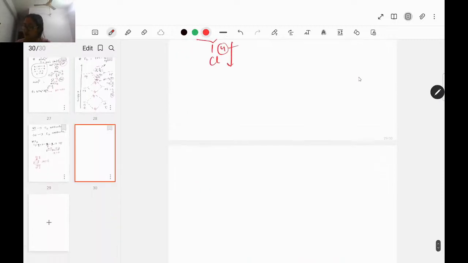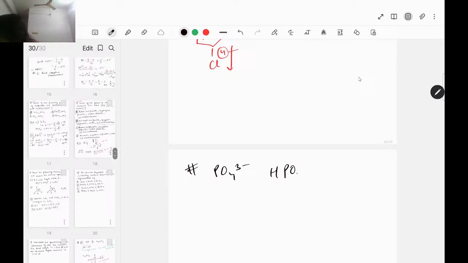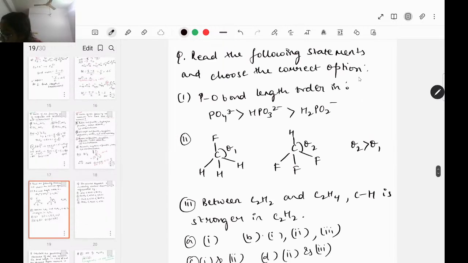So we have been given 3 species, PO4 3 minus, HPO, what was it? Let me check. It was HPO3 2 minus and H2PO2 minus.